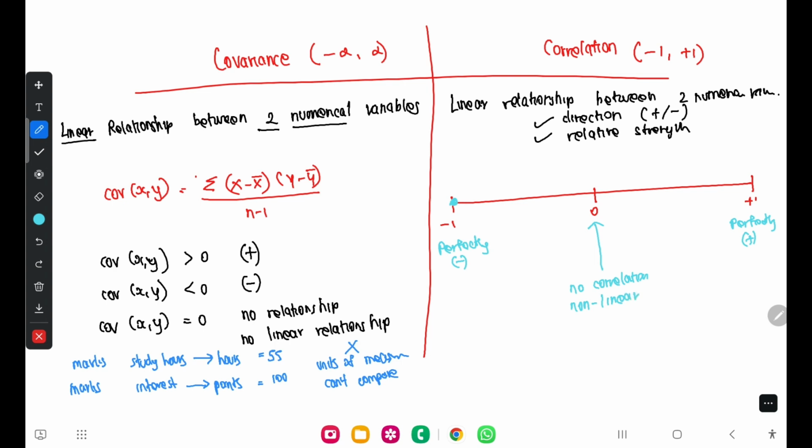Alright, and if the correlation is more than 0.75, let's say, now this is 0.5, so 0.75 will come over here, then we can say this indicates a highly positive relationship. Likewise, on the other side, if it's less than -0.75, we can say this indicates a highly negative relationship.